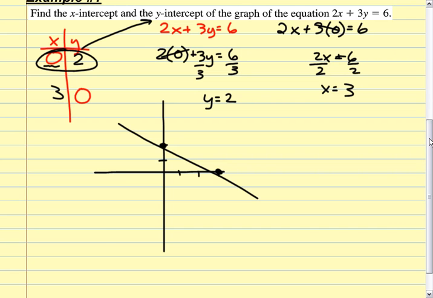I'm going to teach you a third way that everybody uses. It's called the slope-intercept form. It uses the function form to graph a line. And it's quick, and it works every time. Okay? All right, let's look at the next one.